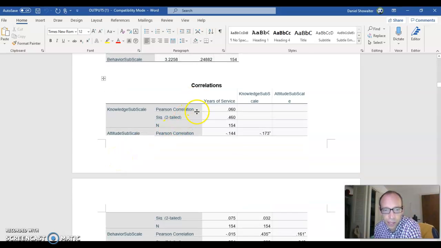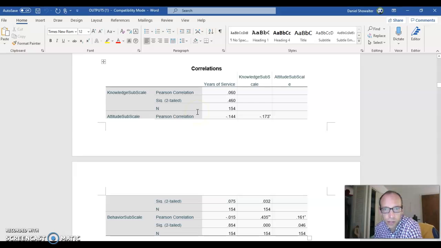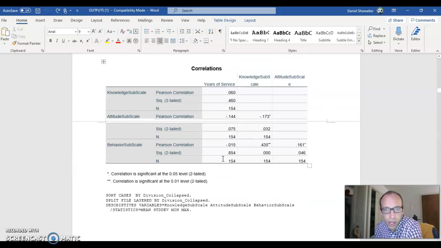Okay, next thing we have is the Pearson correlation coefficients. It's a matrix if we click this here. So you can see that any combination of those four quantitative variables is found somewhere in this chart. Let's just take one, years of service and behavior. So these three numbers are for years of service and behavior.